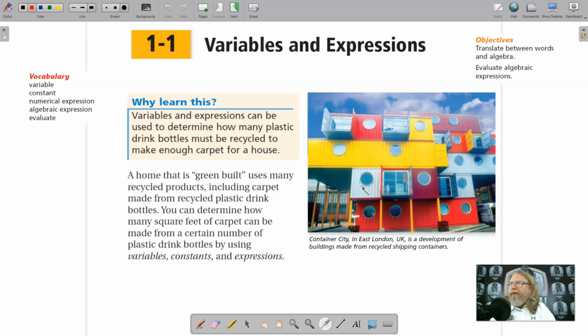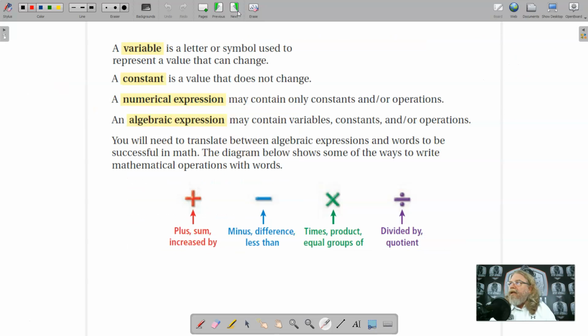Here to the right, we have a picture of Container City. Container City is in East London, and East London is in the UK. UK stands for United Kingdom. It's a development of buildings that are made from recycled shipping containers. So I'm assuming that also inside of this recycled building is recycled carpet made from plastic drinking bottles. All right, let's look at the next slide.